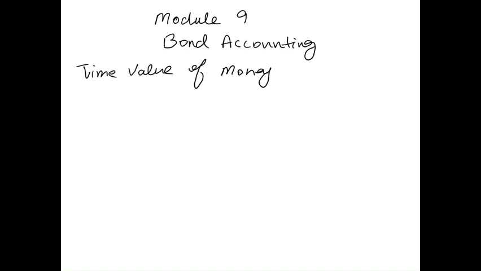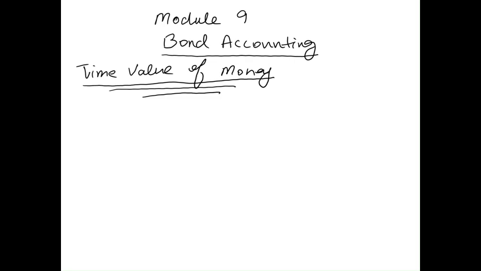Module 9 in our Introduction to Financial Accounting class is about liabilities. And primarily, this module is about bond accounting. Before we do a deeper dive into what bonds are and what bond accounting looks like, we need to understand this concept called time value of money. Basically, this means that a dollar today is worth more than a dollar tomorrow.